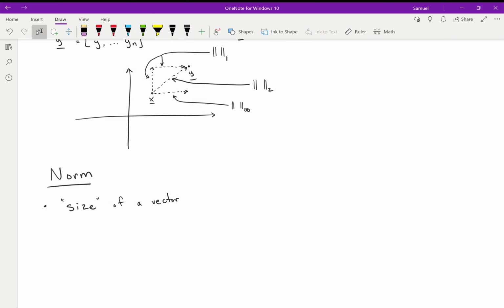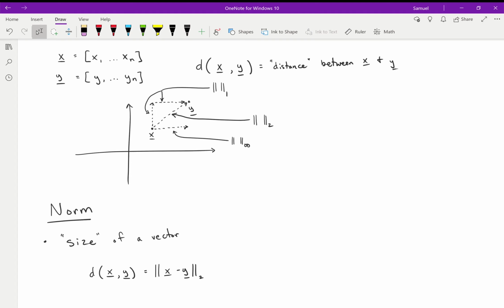The way that the Euclidean distance corresponds to the L2 norm is going to be like this. If our metric is the Euclidean distance, we've got this d of x and y, right? This is going to equal x minus y, and we're going to take the L2 norm of this. So in these cases, basically, if we subtract these points, we get a vector, and we can quantify the size of that vector using a norm.